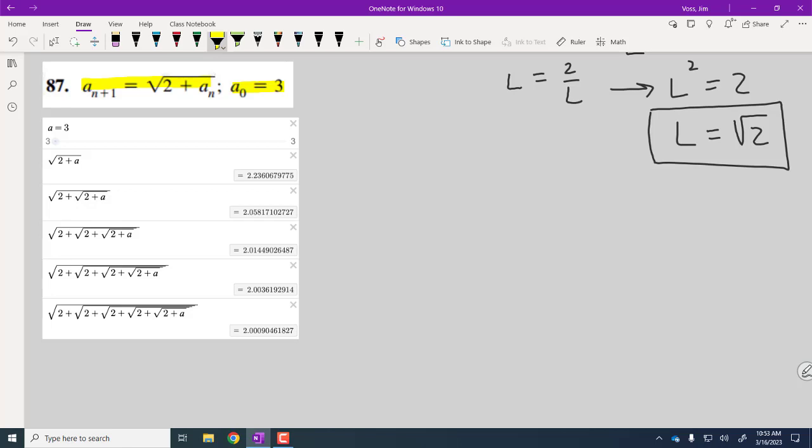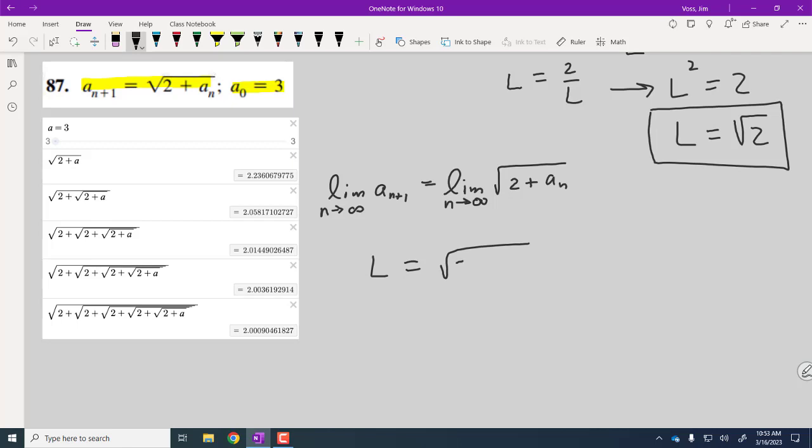Okay, so the strategy is to take the limit of both sides. We're going to take the limit of a sub n plus 1 equals the limit of the square root of 2 plus a sub n. When we're dealing with sequences and series, the limit is always as n goes to infinity. So on the left, we have L equals, and on the right, we have the square root of 2 plus L. The limit symbol can jump right inside the square root because the square root is continuous. We square both sides.